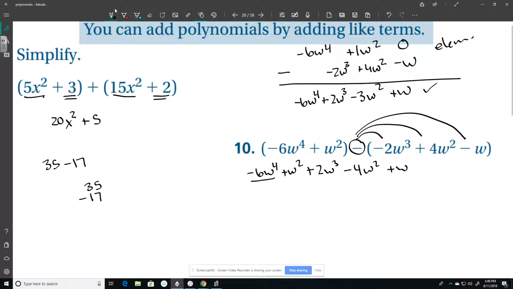There's nothing else with a 4th power, so negative 6w to the 4th. I'm going to go down in power. So there's my 4th powers. Let's look for cubes. There's a 2w cubed, no other w cubed, so plus 2w cubed. Squareds, I have w squared right here, minus 4w squared. So 1 minus 4 is negative 3w squared. And then I'm left with a plus w at the end. I prefer to distribute and combine like terms. You're more than welcome to do it this way.